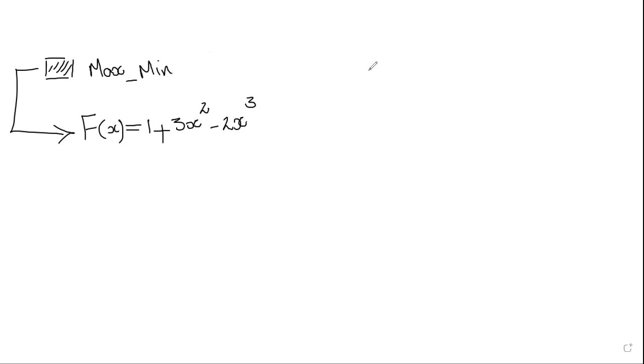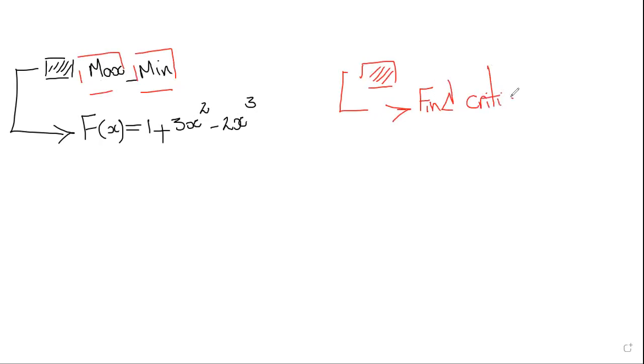On the day that we worked, we essentially developed an algorithm. The first step of that algorithm, in order to find the max or minimum of a function, was to find critical values. That was one of the first steps that we talked about a couple of days ago before the weekend.